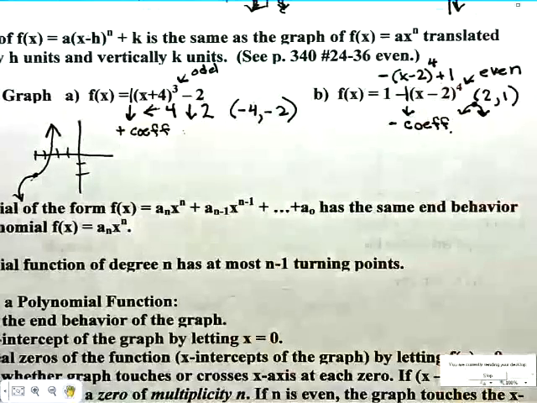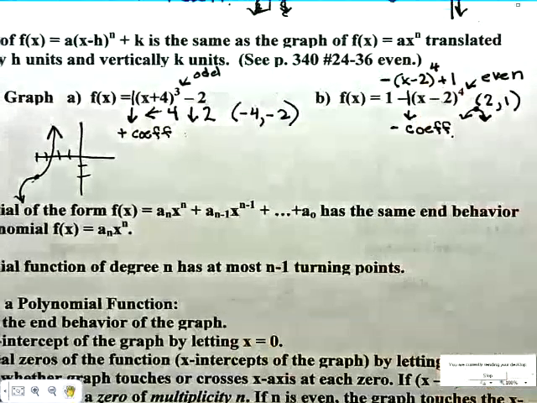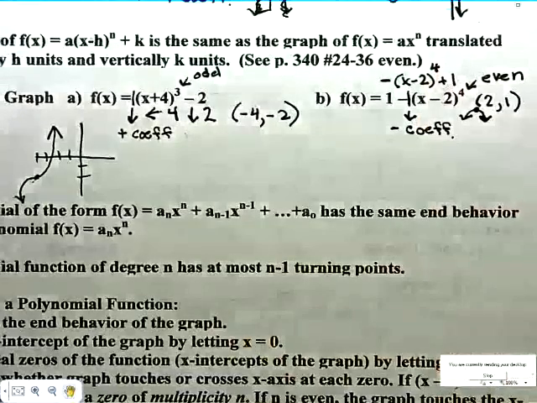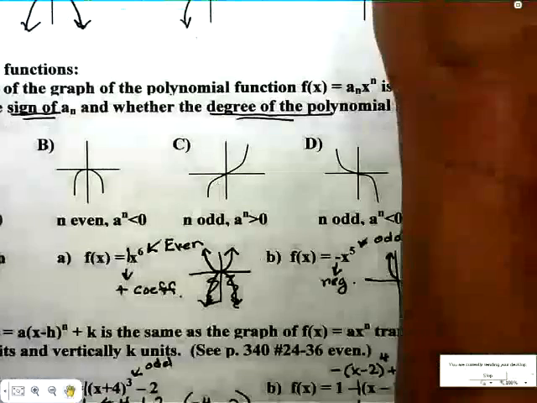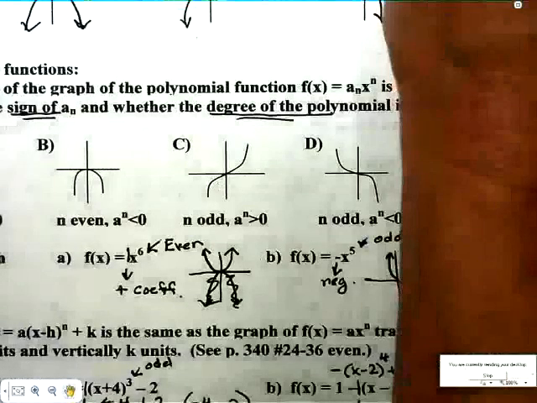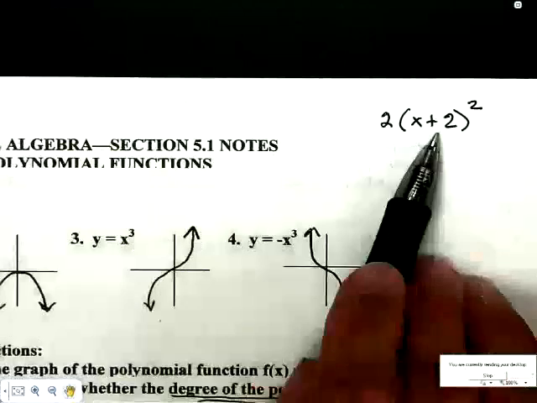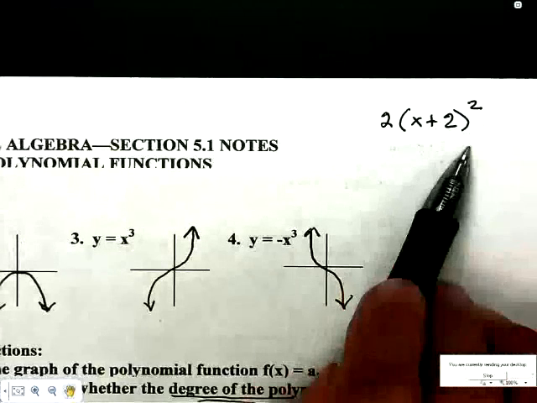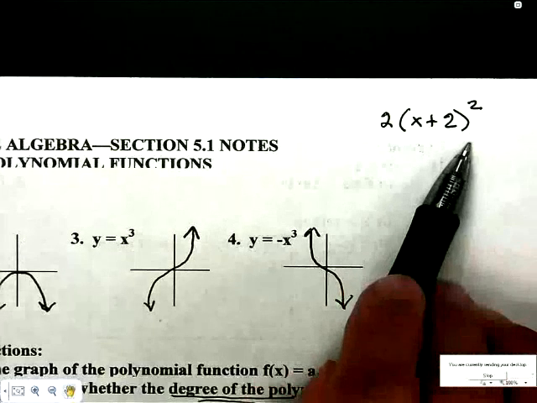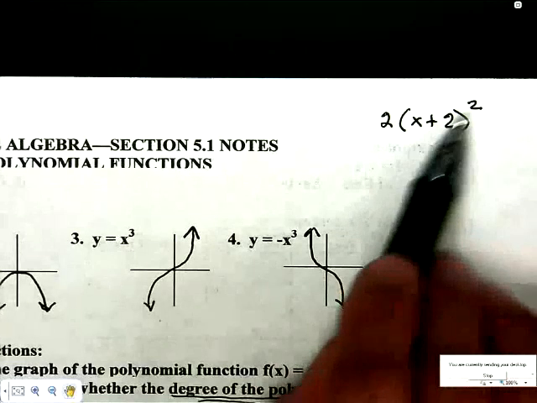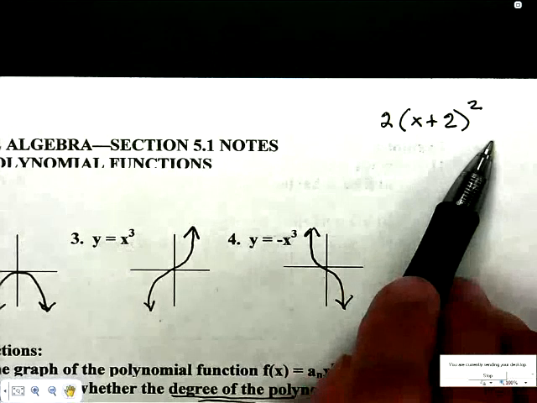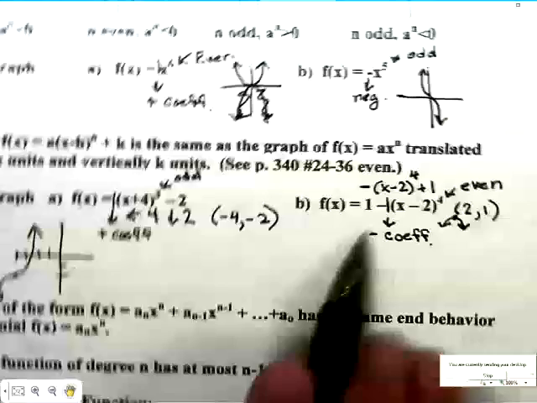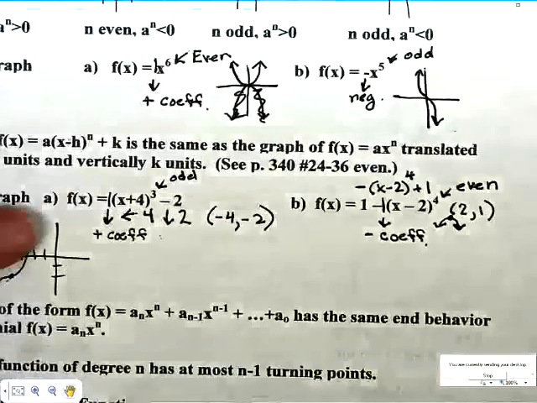Ooh, let me show you why that would be highly illegal. Just so you'll know, if I had 2 times x plus 2 squared, for example, I can't distribute that 2 until I take care of the exponent. The order of operations is exponents before multiplication. You could FOIL that out and then distribute the 2, but you couldn't distribute the 2 first. And for the very same reason, you couldn't distribute that negative before you evaluated the exponent.